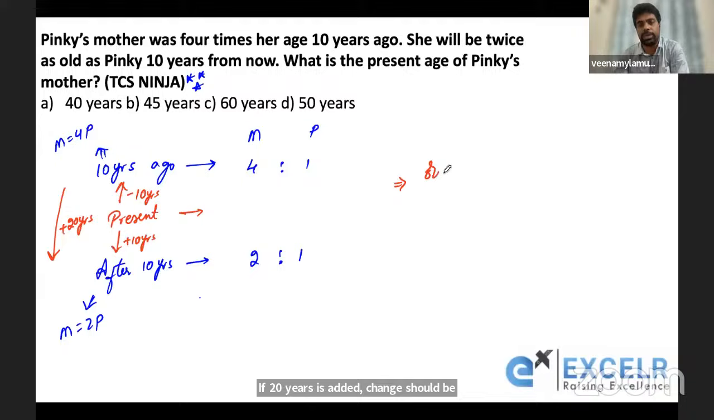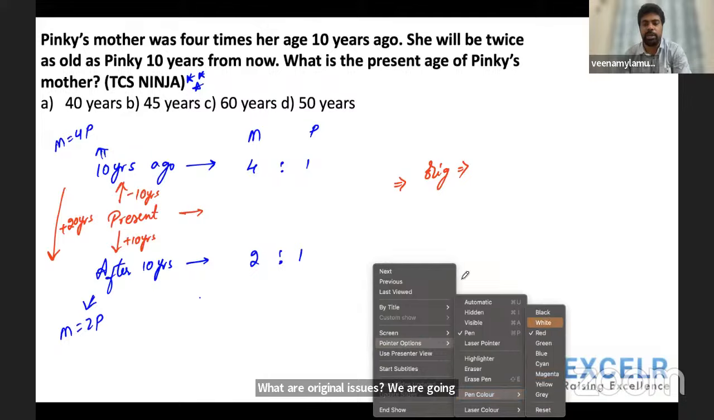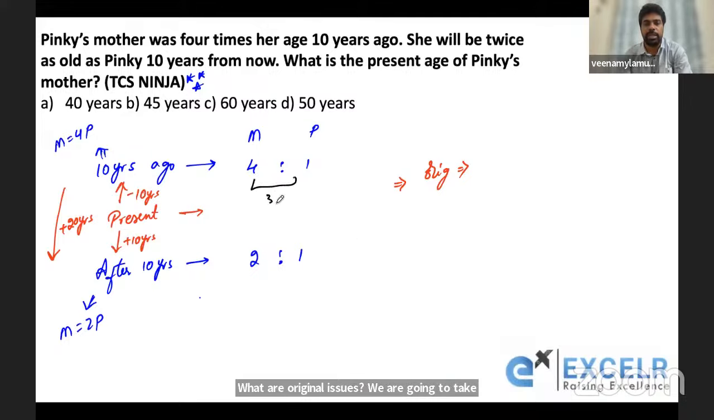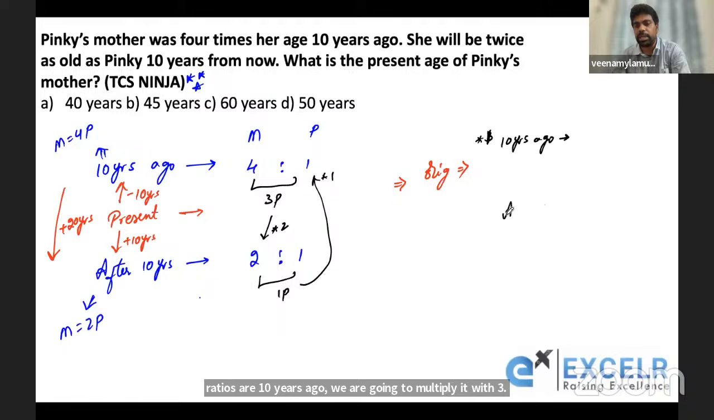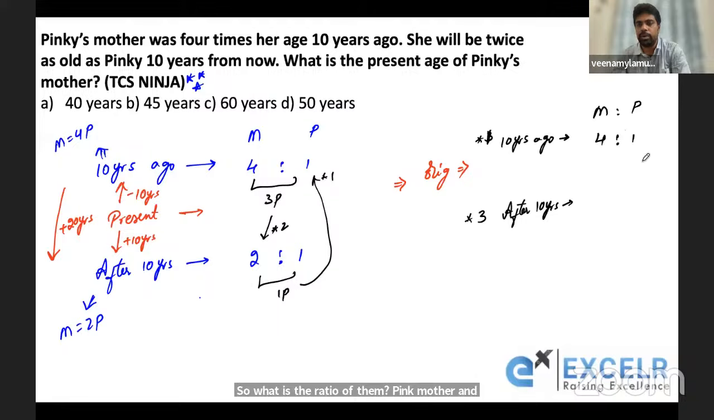Now go and find original ratios. We are going to take the difference of the first ratio and multiply it to the second ratio. The difference here is 3 parts, so multiply it to the second ratio. The difference here is 1 part, so multiply it to the first ratio. So original ratios: 10 years ago we multiply with 1, after 10 years we multiply with 3. So the ratio of mother and Pinky: 4:1 and this will become 6:3.